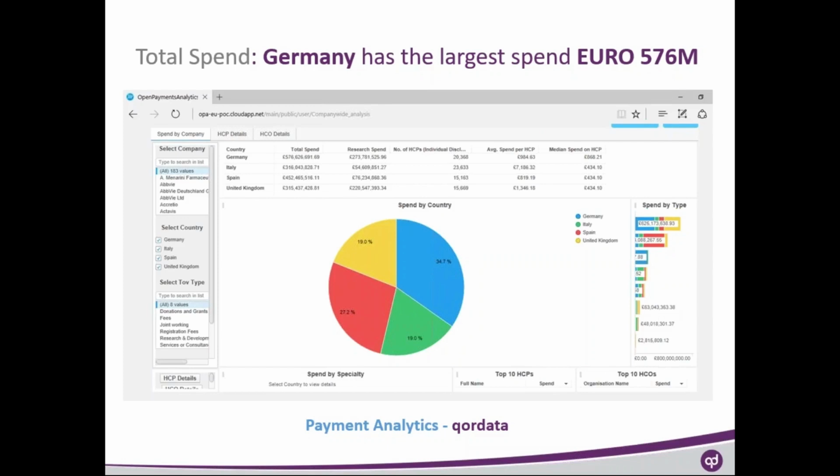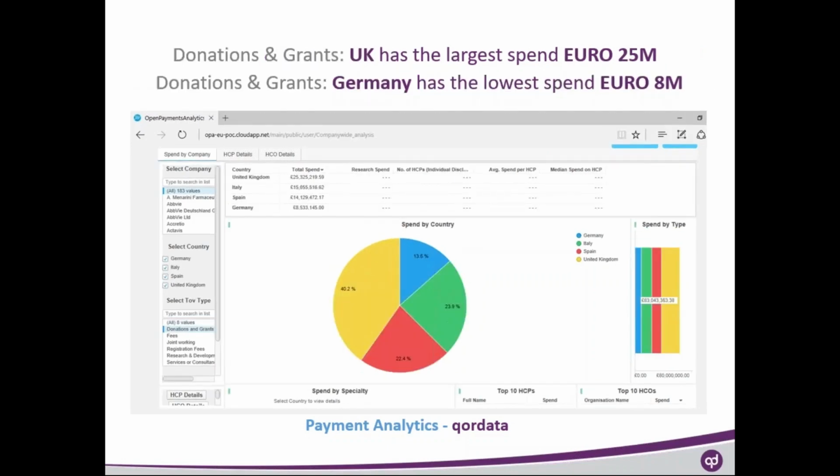So next what I want to do is, and hopefully what you're seeing is that the ratio of consent was not a factor in the total spend that was reported. The next thing that I focused on was picking on donations and grants.